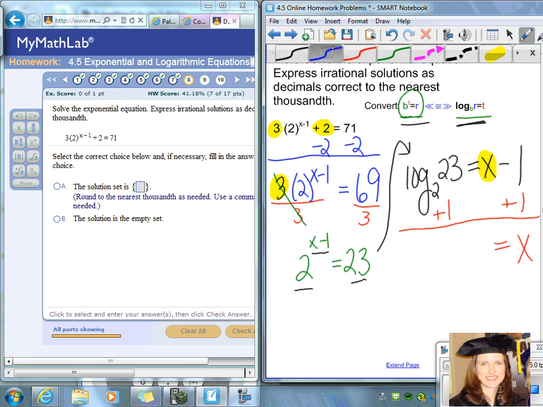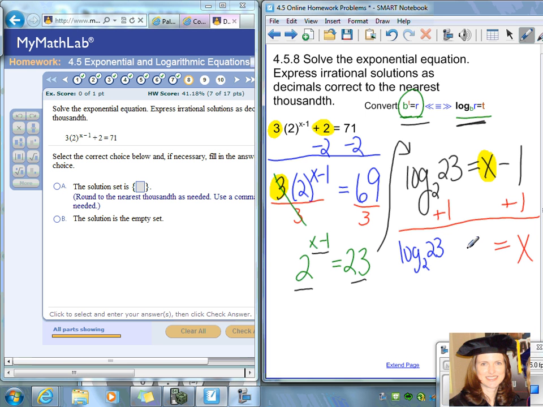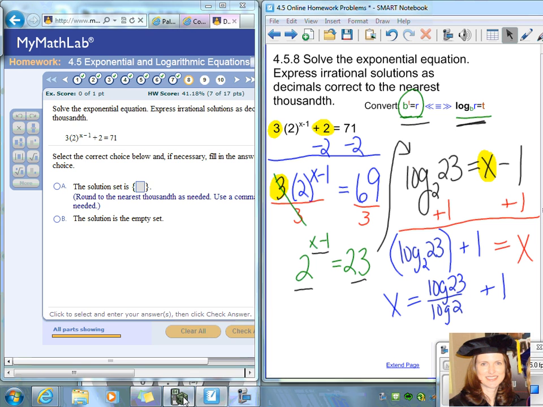On the left side, that's going to give us log base 2 of 23 plus 1. Now, be very, very careful here. Do not add 1 to the 23. You have to evaluate log base 2 of 23 first, get a decimal answer, and then add 1 to it. So our x is equal to log base 2 of 23 plus 1. We're going to use a calculator for that. We're going to do log of 23 divided by log of 2, and then we'll add 1 to get our decimal answer for x.